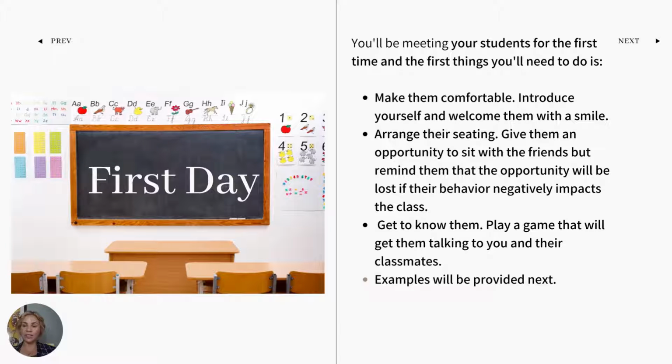Once the students have taken a seat and put away their things, play a get to know you game. I suggest doing this before you give them a tour of their classroom. I provided several get to know you games on the 10th slide to get you started.